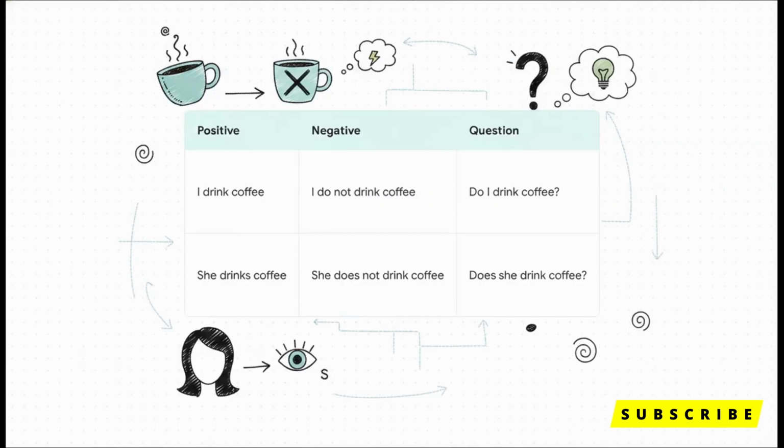Notice just how simple the formula is when we map it out into positive, negative, and question structures using a totally everyday routine, like drinking coffee. Notice the difference between I and she here. For I, it's simply I drink coffee. But when we shift to the third person singular, he, she, or it, we add an S. So she drinks coffee. In the negative, we use do not for I, but does not for she. Seeing it laid out like this really highlights the mechanics, right?